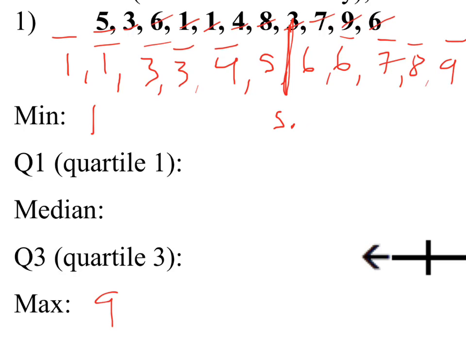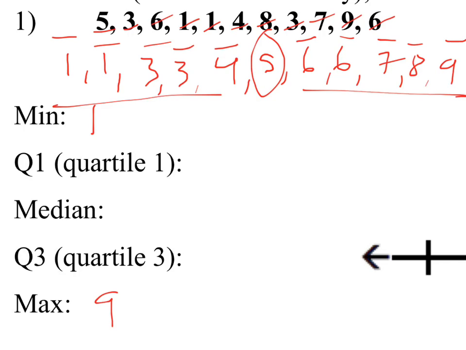Oh, no, just kidding. How did I mess that up? Hold on. Sorry, I totally messed that up. It's going to be right here. It's going to be this middle 5, and I know that because there's 5 numbers on this side and 5 numbers on that side. So 5 has to be the median.